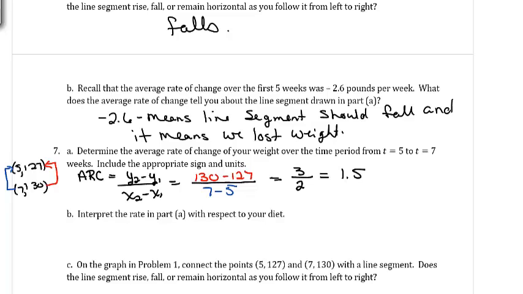Interpret the rate in part A with respect to your diet. So we had an average weight gain this time because we had a positive average rate of change of 1.5 pounds per week.